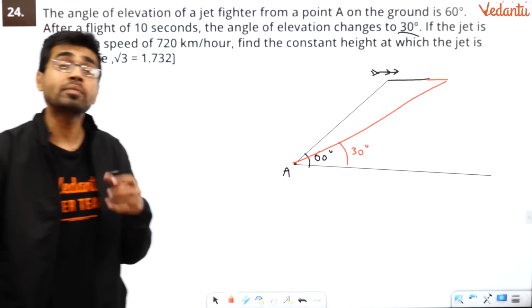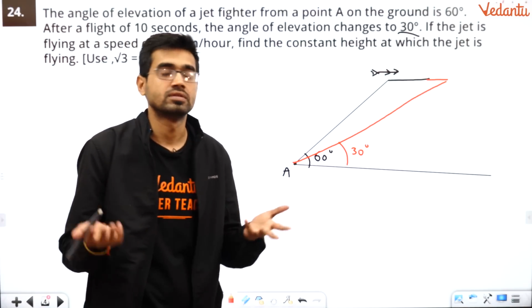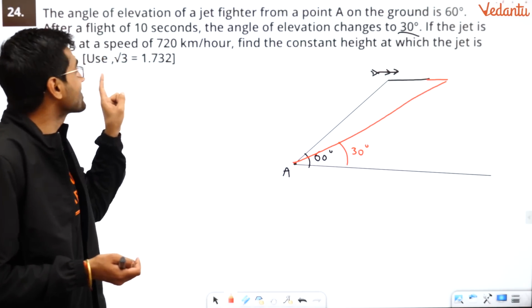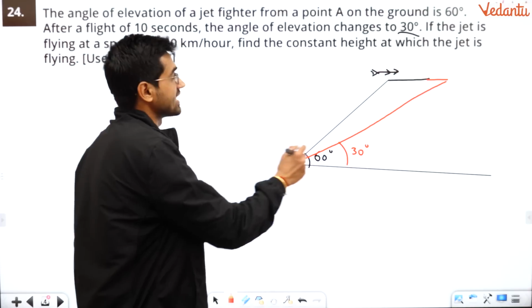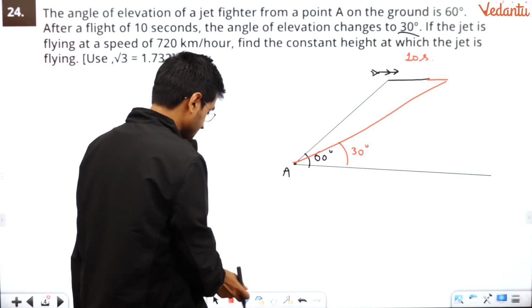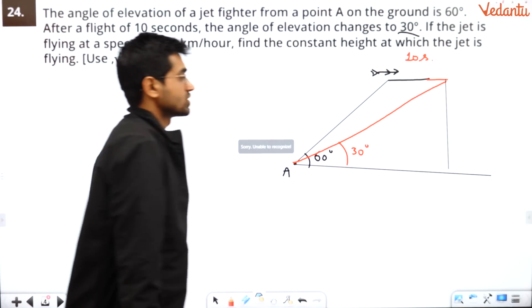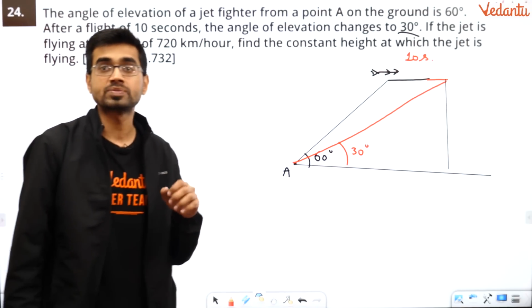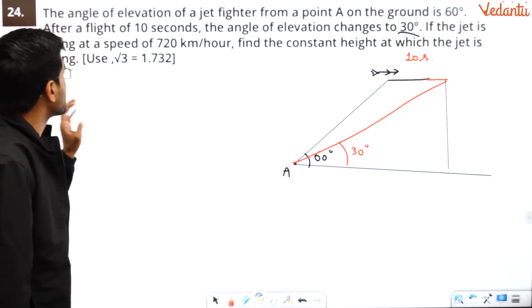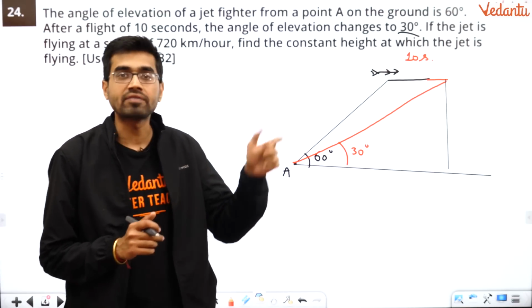How much has it traveled? It has not given the distance traveled. Obviously if they gave that, it would be much easier. But they have given 10 seconds. So let us consider that it has traveled for 10 seconds, and the elevation has changed quite a lot. The angle has changed to half, it has become 30 degrees. Finally they tell us the speed. Now we have the speed and we have the time, so we can find the distance.